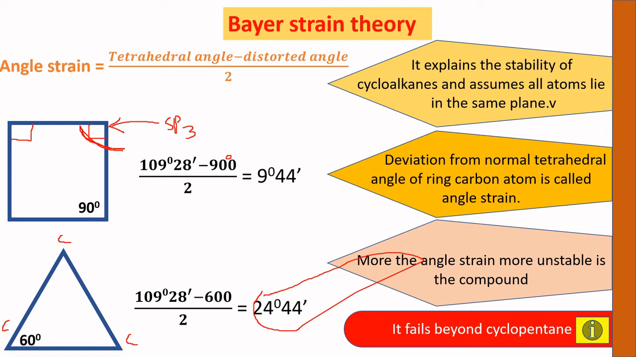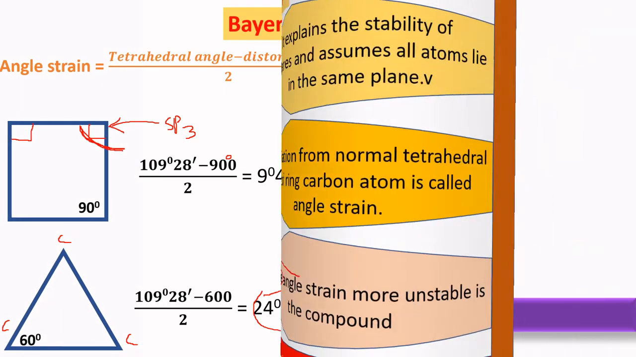If I ask you which molecule has more angle strain, obviously cyclopropane has more angle strain than cyclobutane. Now if I ask you which compound is more stable, as I have already told you, the more the angle strain, the more unstable the compound. In this case, the angle strain is more for cyclopropane and less for cyclobutane. So cyclopropane is more unstable, and you can also say that cyclobutane is more stable than cyclopropane. This is all about Baeyer strain.